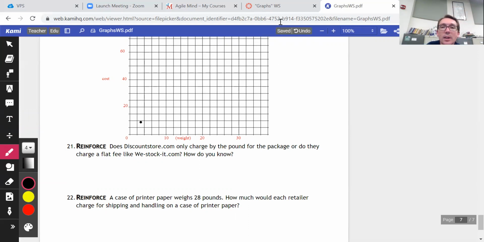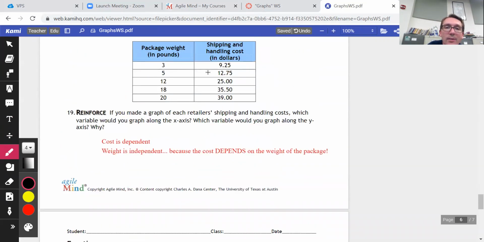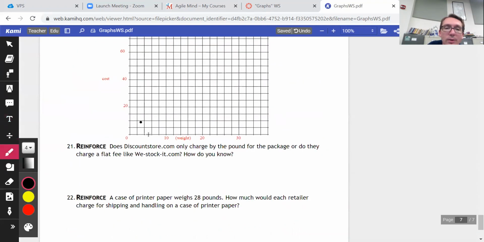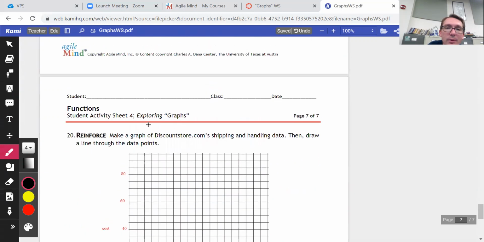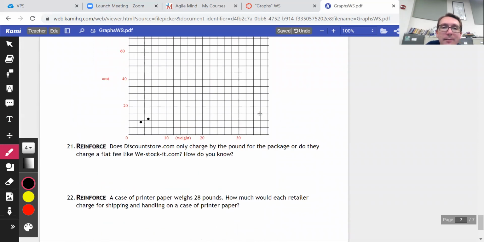Okay. All right, so let's look at the next point. 5 costs $12.75, so I'm going to find 5 on here. 2, 4, 6. Here's 5. We said $12.75. 10, 11, 12.75, about there. All right.